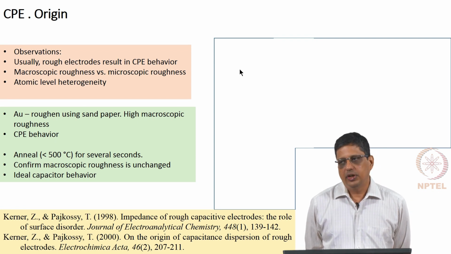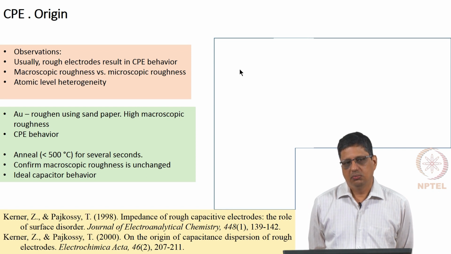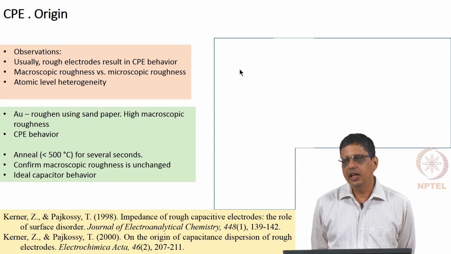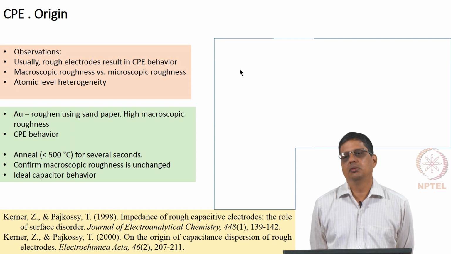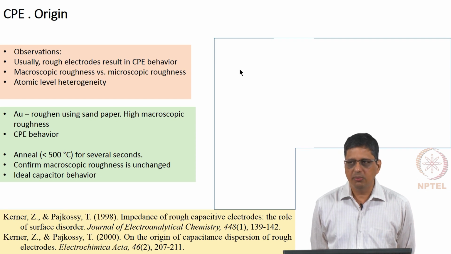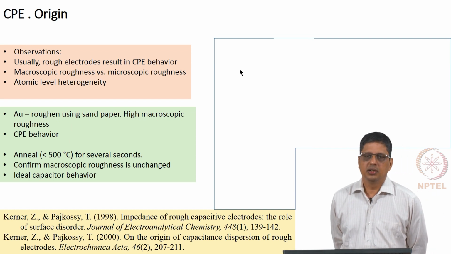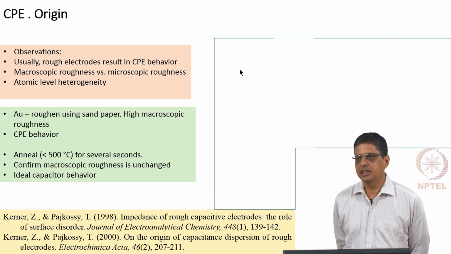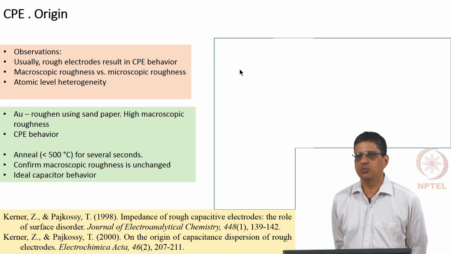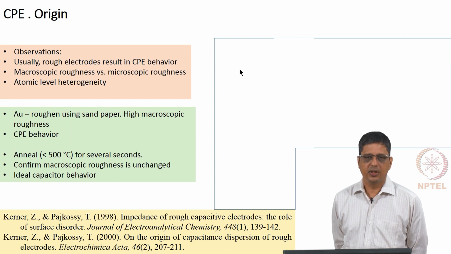So, you take a gold electrode, make it rough, clean it with acid, alkali, hydrogen peroxide. These things will usually not remove gold, but will remove any other contaminant that may be present there. Then conduct a simple electrochemical reaction and see how it behaves, and it will behave like a constant phase element, it will not give you a pure capacitance.